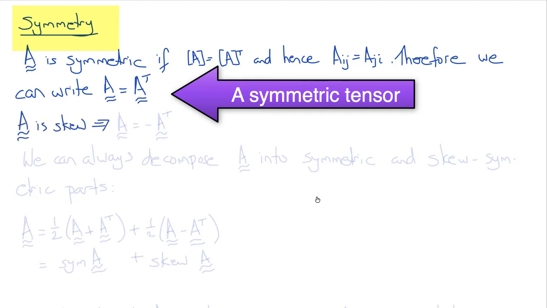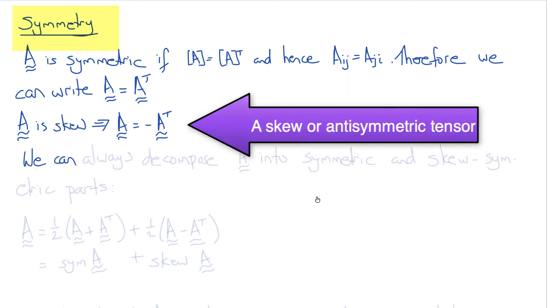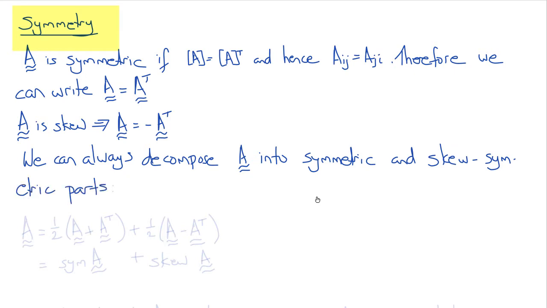And similarly, we can have a skew tensor or antisymmetric tensor in which A is equal to minus A transpose. In other words, if the components of A are symmetric in one frame, they're symmetric in all frames. If they're skew in one frame, they're skew in all frames. And as a result, it's really a property of a tensor. It's not just a property of a matrix.